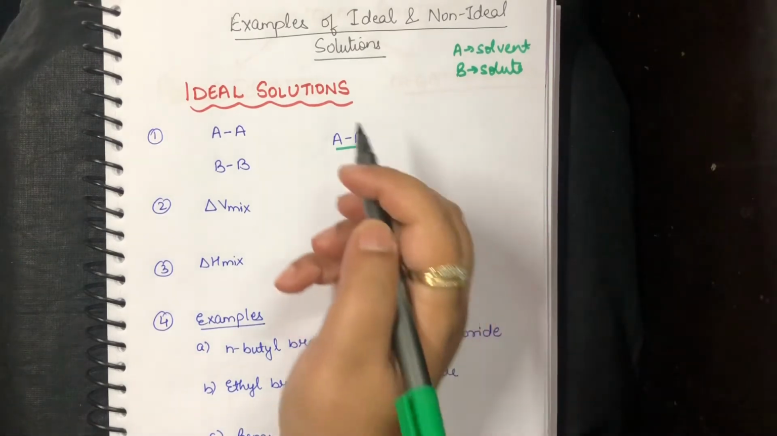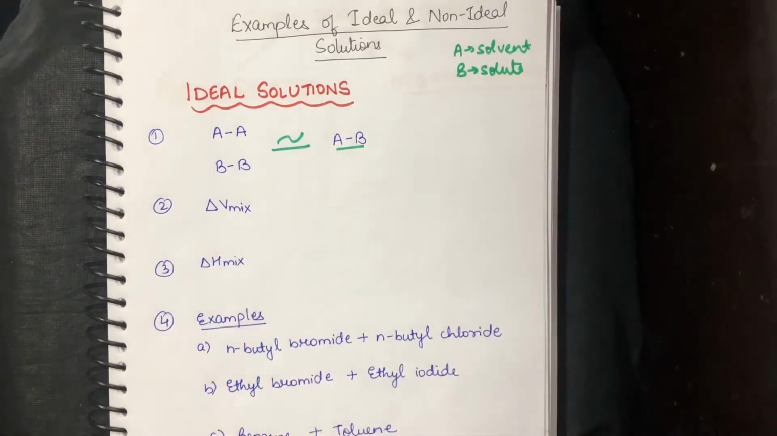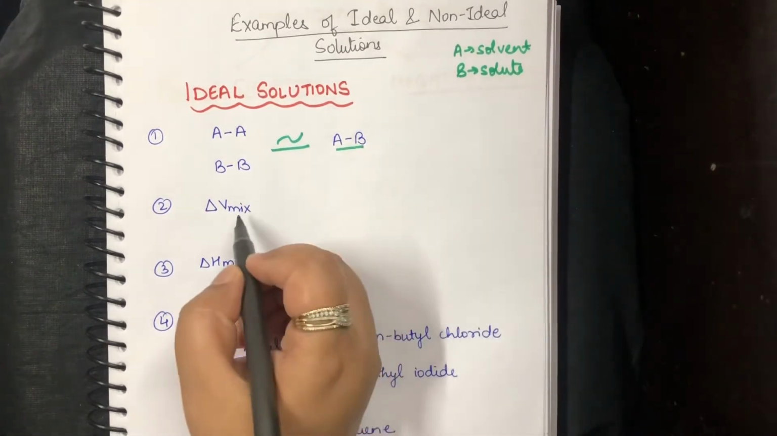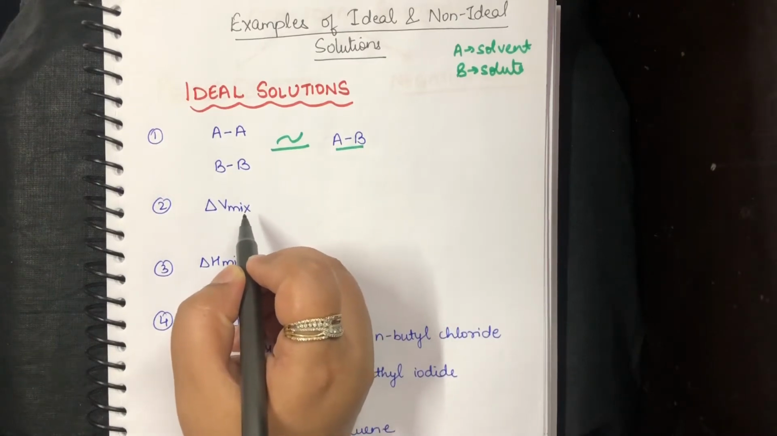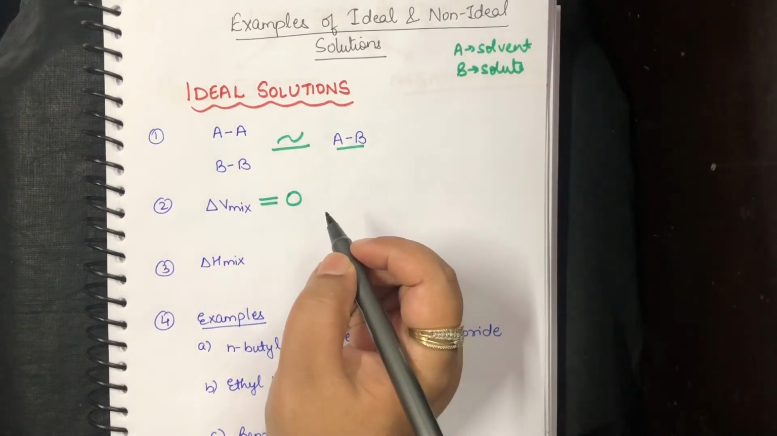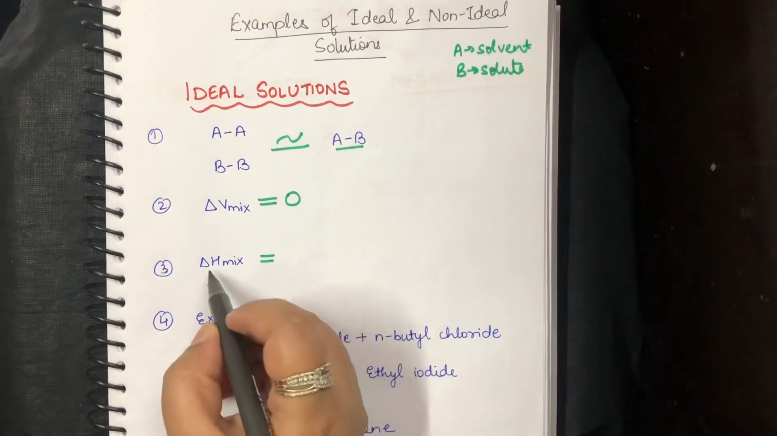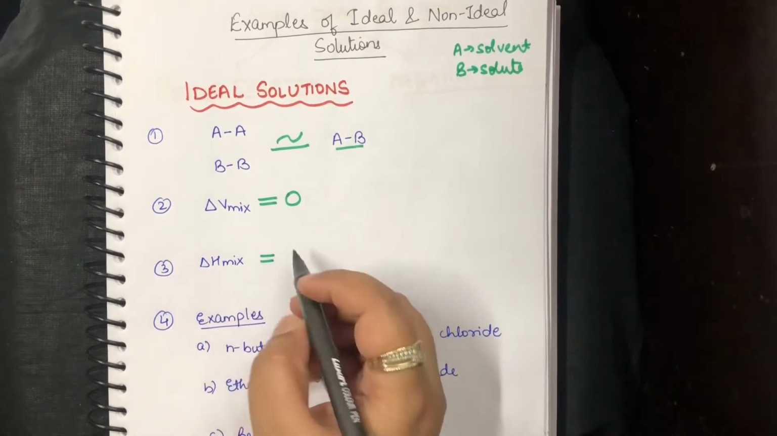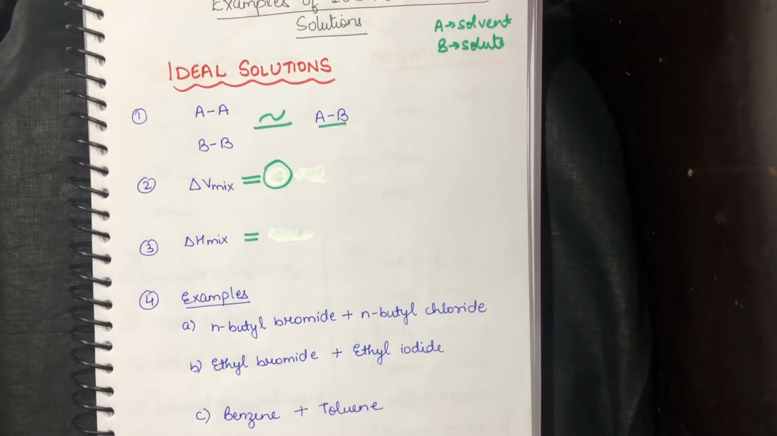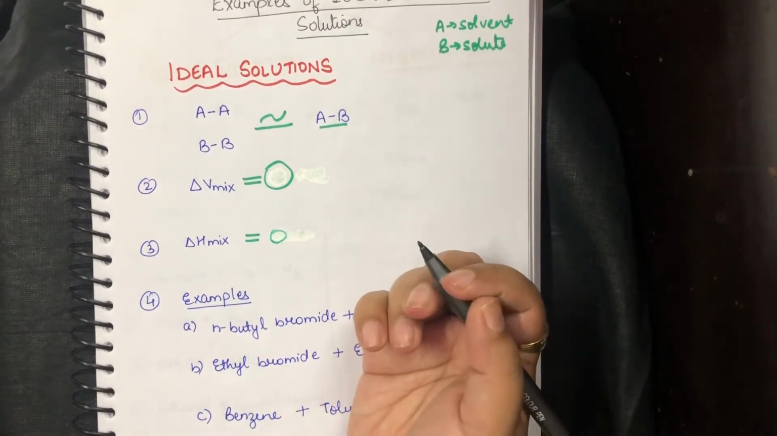So in ideal solutions we have learned that the interactions between AA and BB are almost similar to AB interactions. And also, delta V mixing, that is the change in the volume after mixing, is equal to 0. That means there is no change in the volume when you have mixed A and B together to form an AB solution. Similarly, delta H mixing, that is the change in enthalpy after mixing, is almost 0, which means there is no amount of heat that is being evolved or absorbed.